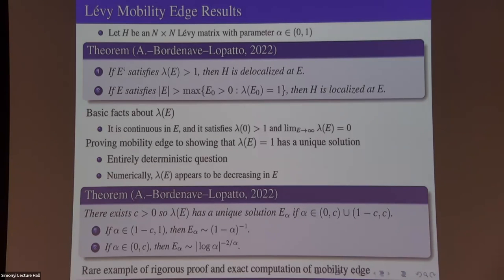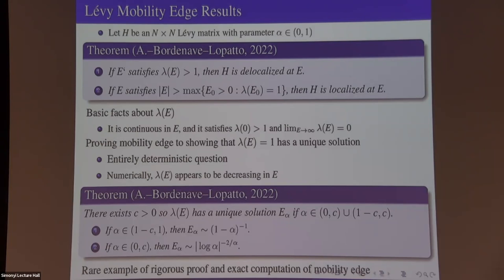Okay, right. So here you're localized. And in each of these regions, you're delocalized. Okay. So now that doesn't actually tell you what's happening here. And actually nothing should happen there because these regions do not exist. So if you want to just prove a mobility edge, a sharp transition, it suffices to show that lambda E equals 1 has a unique solution, then these regions would not exist, and you would have a situation that looks more like this is delocalized, and this is localized. You just don't know that the lambda E doesn't oscillate.